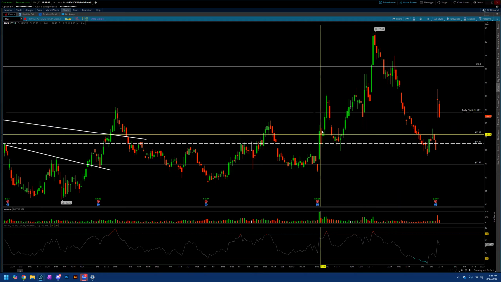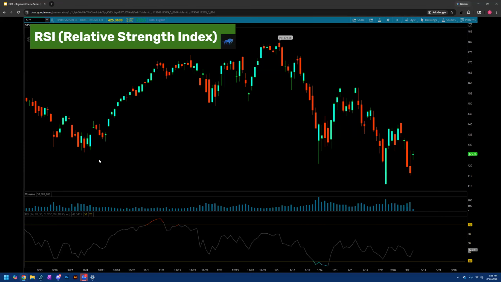Rivian, if you sold every single overbought print and bought every single oversold print, you would have made a great amount of money so far. You're 3 for 3 right here. So there is certainly a time and a place. All right, let's see what else we got.